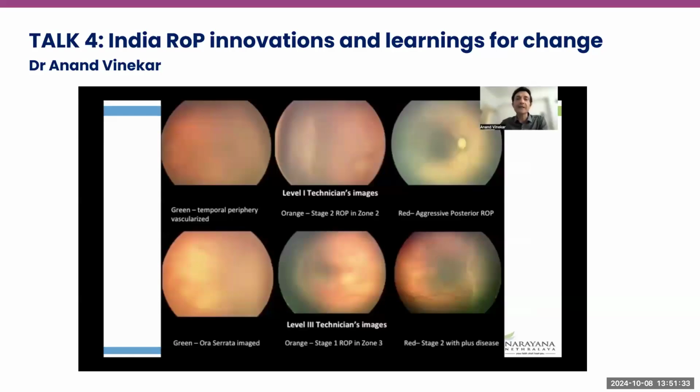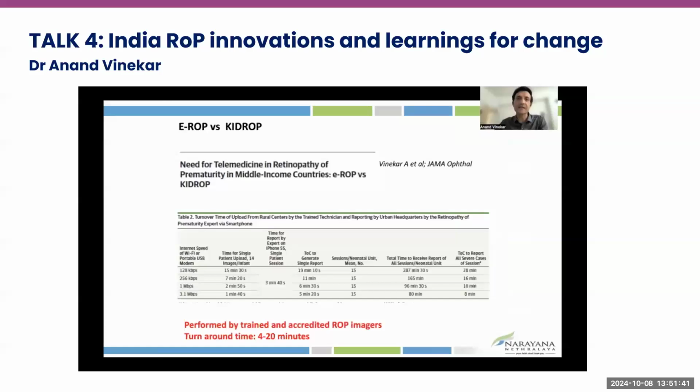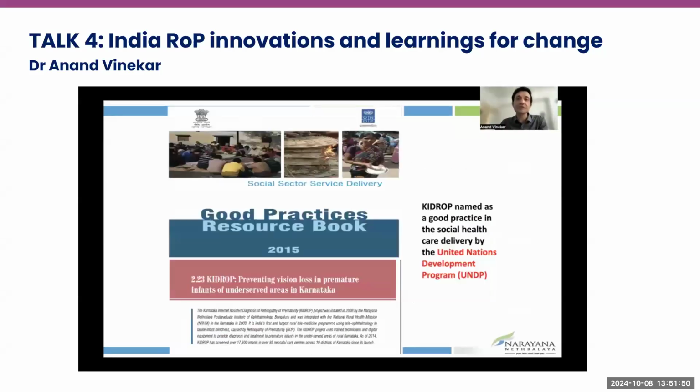To declare a baby normal, we have set the paradigm that one of these imaging sessions between 40 and 44 weeks of postmenstrual age must image the ora serrata. Our turnaround time is less than 15 minutes, even with the low internet speeds back then in our rural villages. Of course, this has changed with India having 5G across the country.